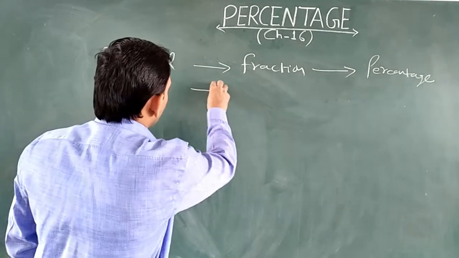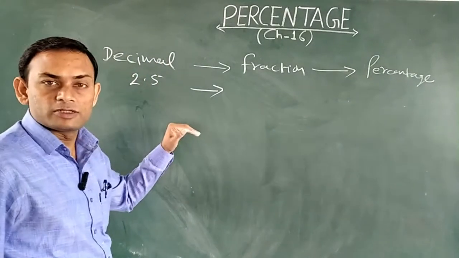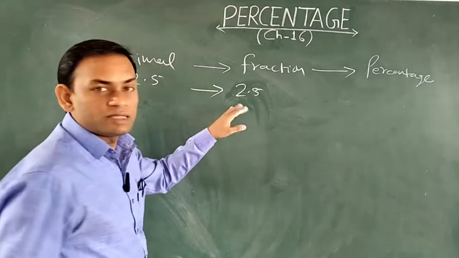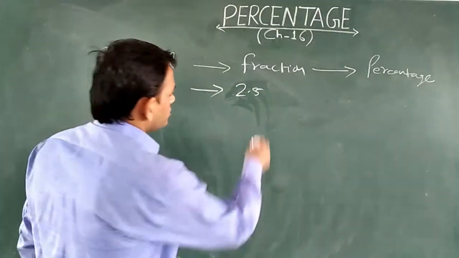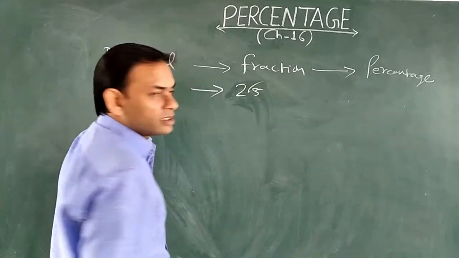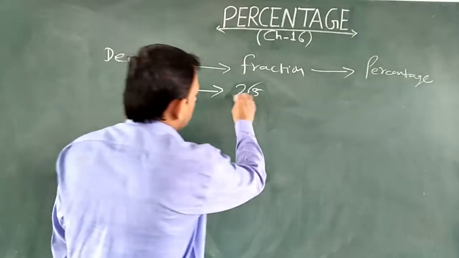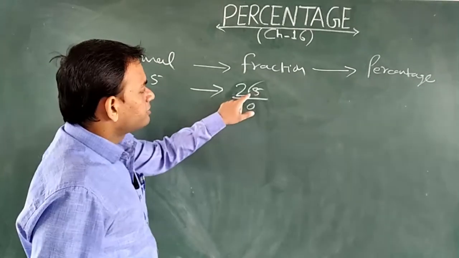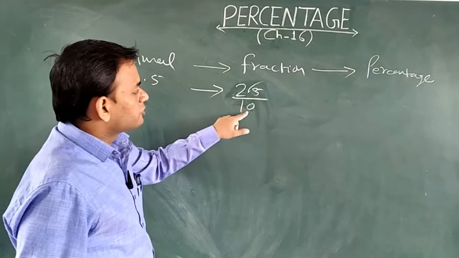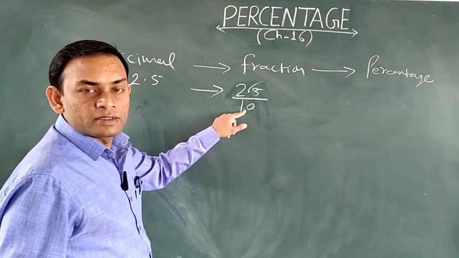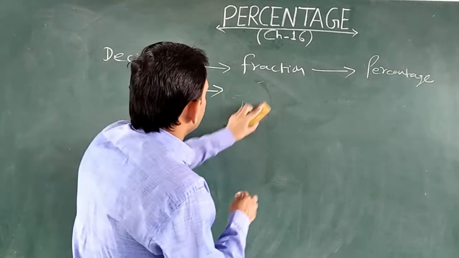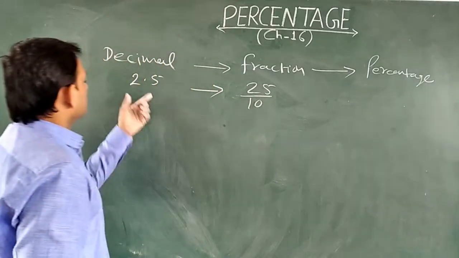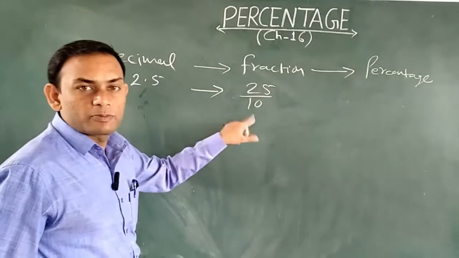How do you change it? I told you in the fraction and decimal lesson also. Whenever a decimal number is given, it can be changed into a fraction. What do you do? You just remove the decimal point and place 10. After how many digits is the point given? After one digit, so we have written 10. So we have changed the decimal number into a fraction. 2.5 can be written as 25 upon 10.